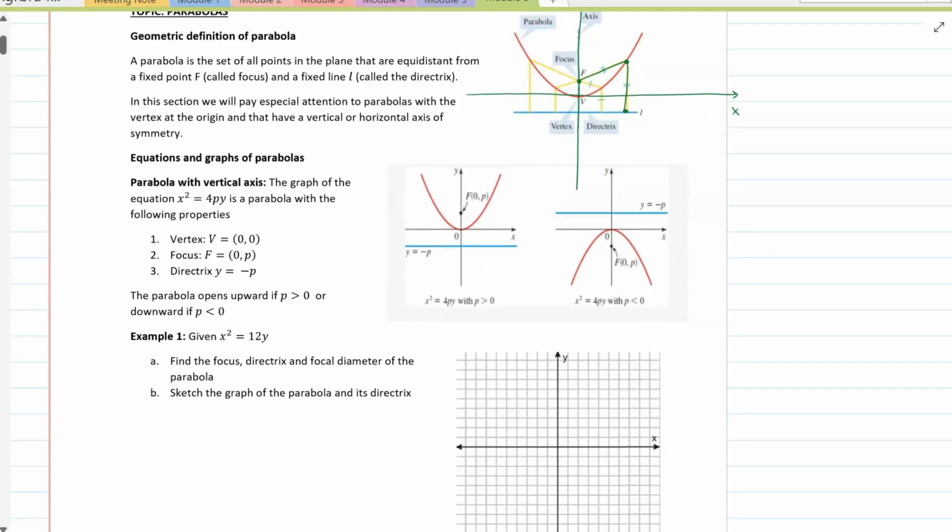The parabola with the equation x squared equals 4py is called a parabola with the following properties. It has the vertex at (0, 0), the focus at (0, p), the directrix at y equals negative p, and the focal diameter equal to 2p. So that is this distance, the focal diameter.